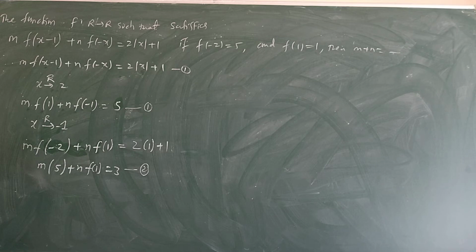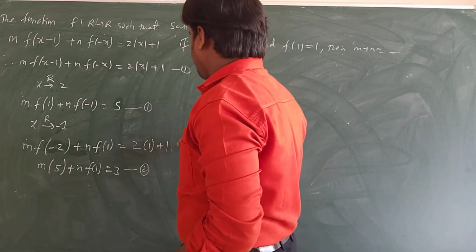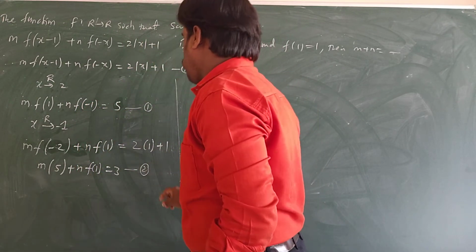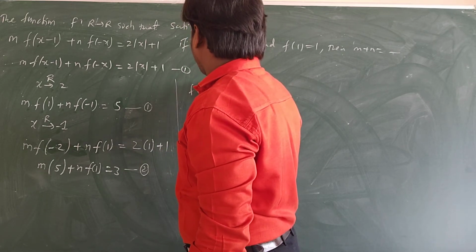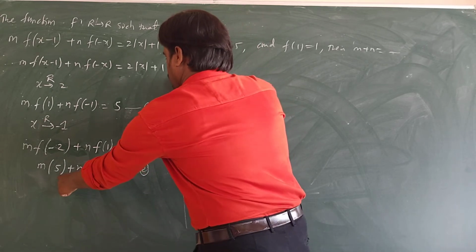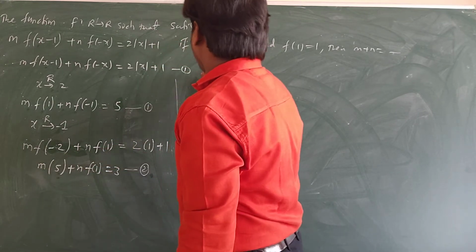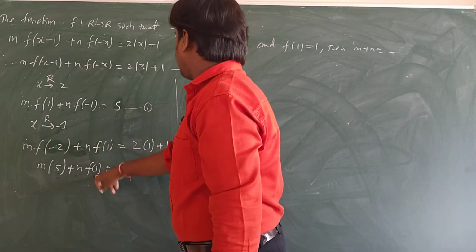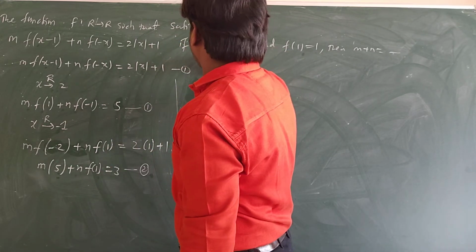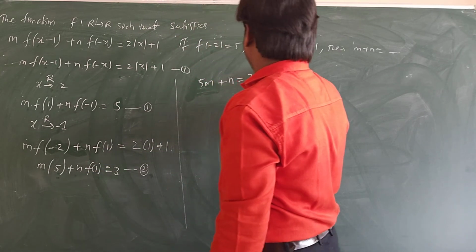Here, f of 1 they have given as 1, f of 1 is 1. So this equation will change now. f of minus 2 is 5. The second equation I can change as m into 5, 5m, plus n into f of 1, which is 1. f of 1 is 1, f of minus 2 is 5. So n is equal to 3, the second equation.